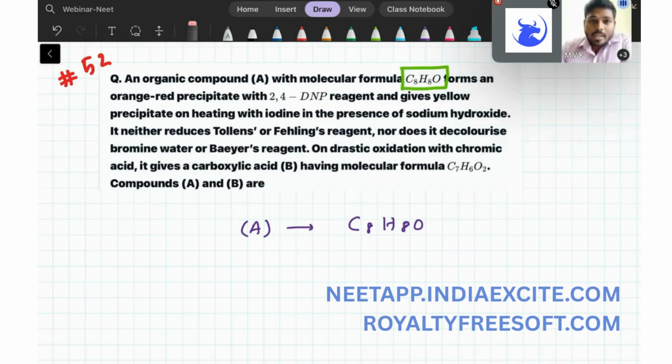Moving on with the next question in our NEET Triple Test Series. You see here we have an organic compound A with molecular formula C8H8O, correct? First and most important thing I want to tell you, it's a suggestion you can take, because this question is very lengthy, as you can see.